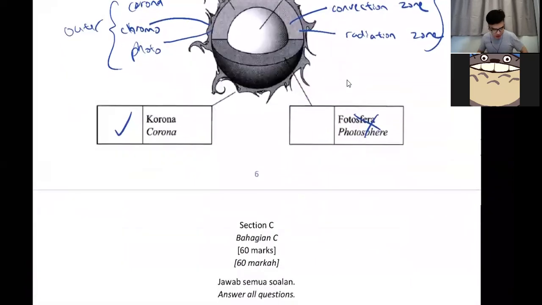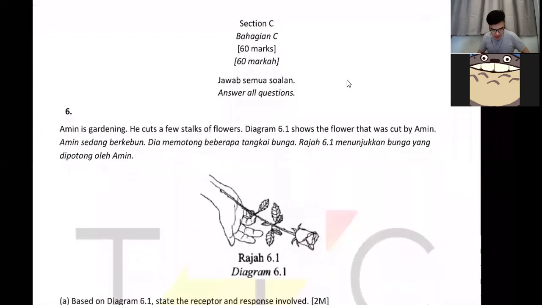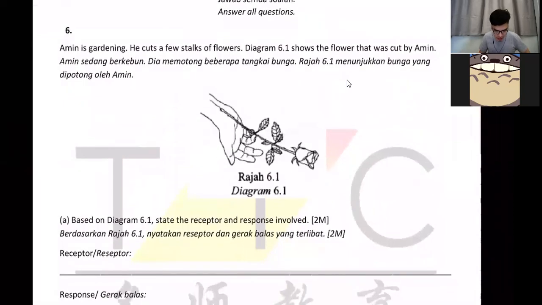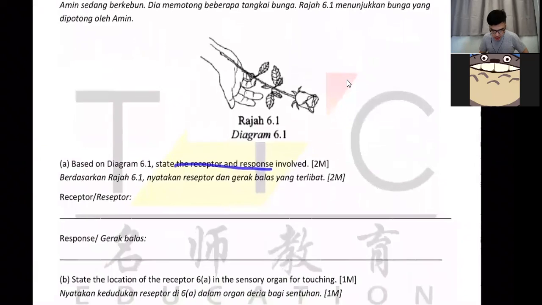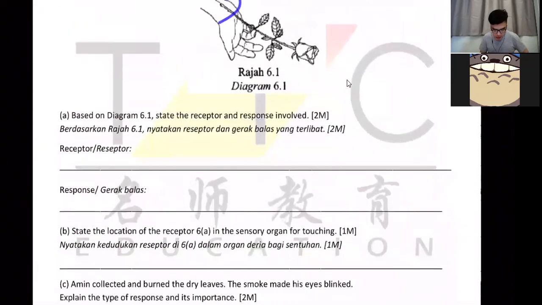Okay, so next, moving on, let's go to section C. Number 6, Armin is gardening. This is what we revised just now, which is the skin part. Armin is gardening. He cuts a few stalks of flower. 6.1 shows the flower that was cut by Armin. Okay, so state the receptor and the response involved. Okay, so he cut himself, right? What is the receptor involved? It will involve your pain receptor. Okay, receptor kesakitan, receptor sakit.